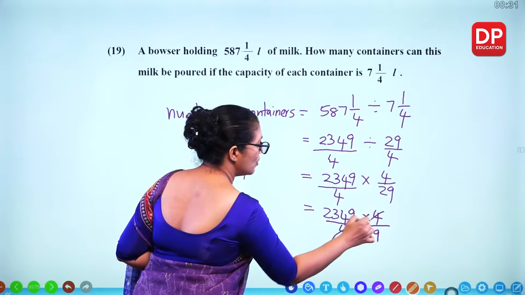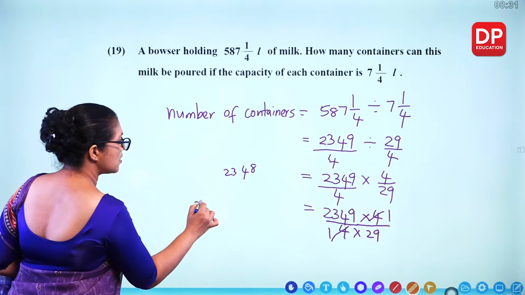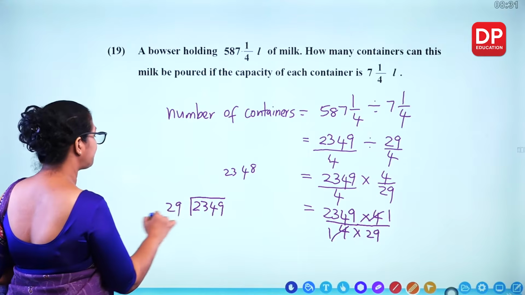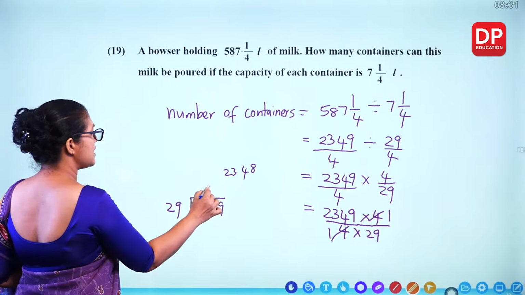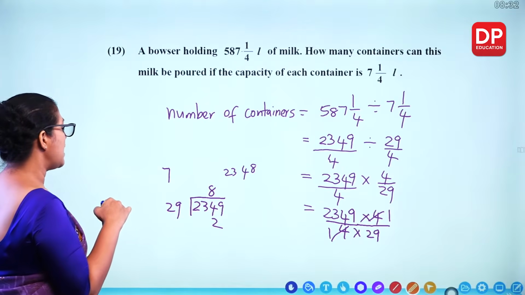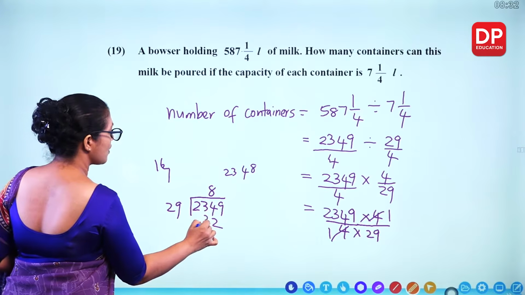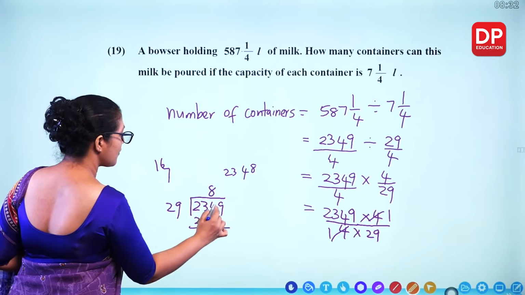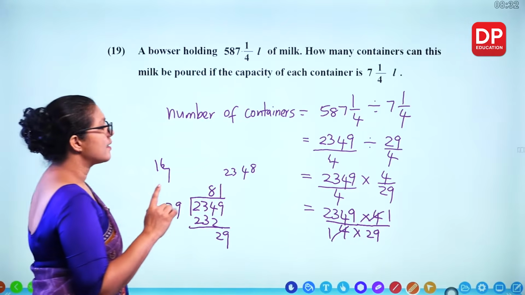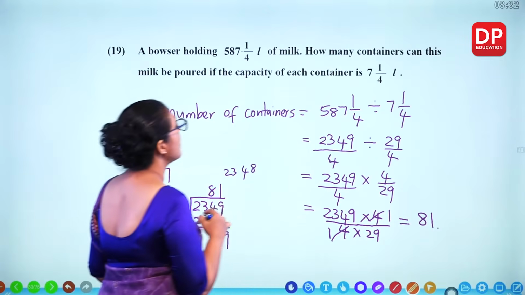4 and 4, that's 1. So 2,349 divided by 29. 8 times 9, 72. 7 remaining. 8 times 2, 16 plus 7, 23. So you get 29, that's 1. So exactly 81 containers you can fill.